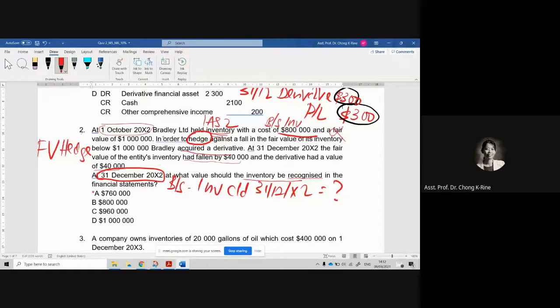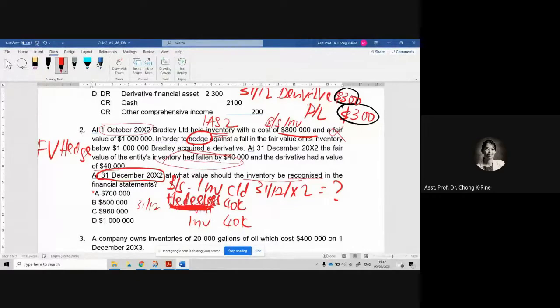End of the year, 31st of December, the inventory had fallen by 40,000. So what are we supposed to do? On 31st of December, I will have to credit the inventory 40,000, and then I will debit inventory written off, which is an expense, if there is no hedging. However, there is a hedging, so we will be compensated by the derivative dealer. And therefore, instead of doing this because of hedging, we will debit hedge loss.